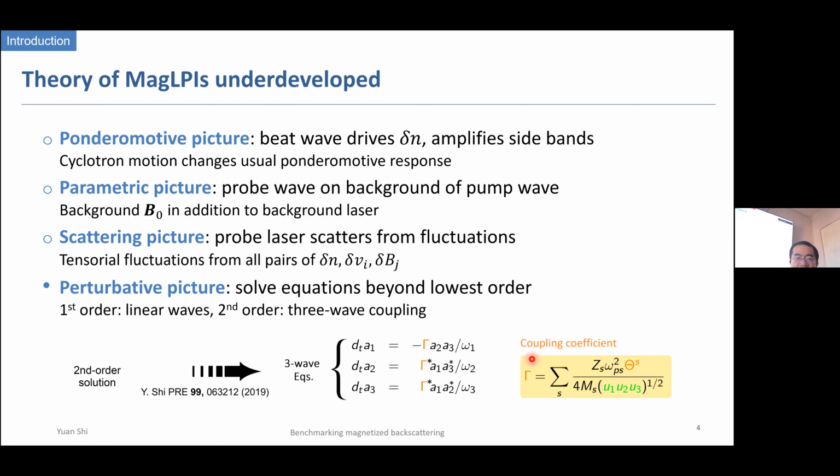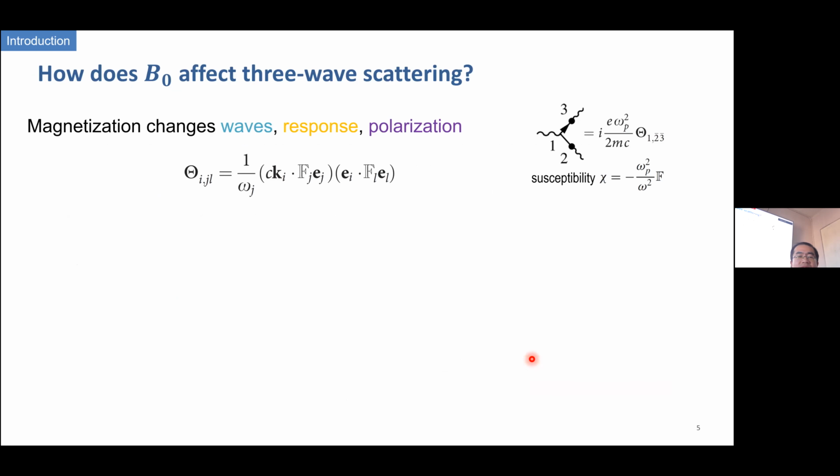Okay, so we derived the formula, but what does the formula mean? The formula tells us there are at least three distinct mechanisms by which a magnetic field can affect laser three-wave scattering.